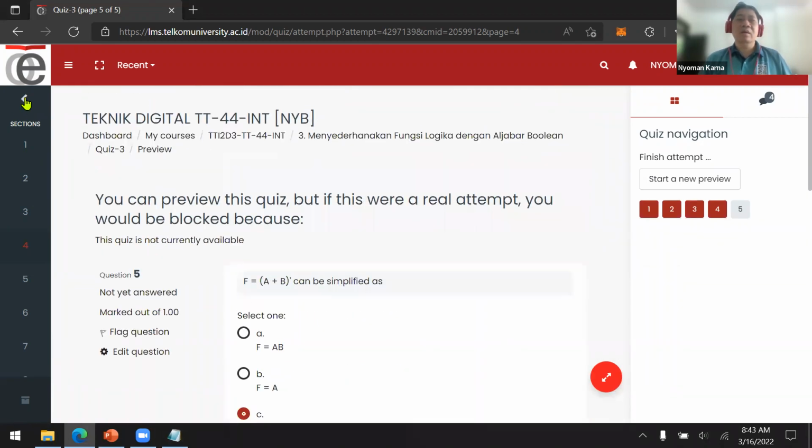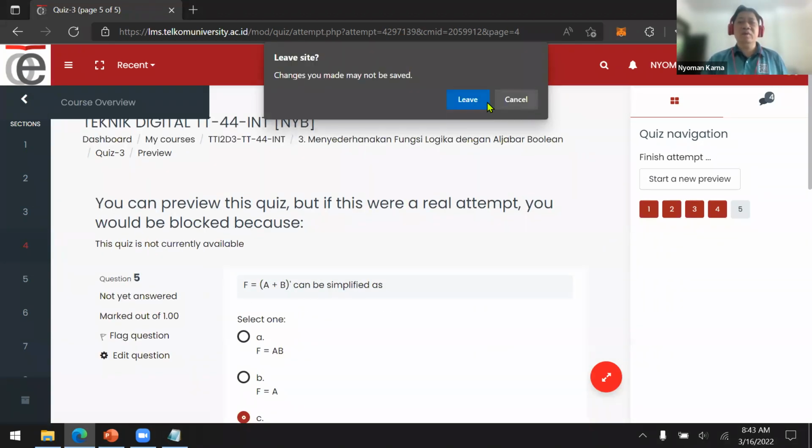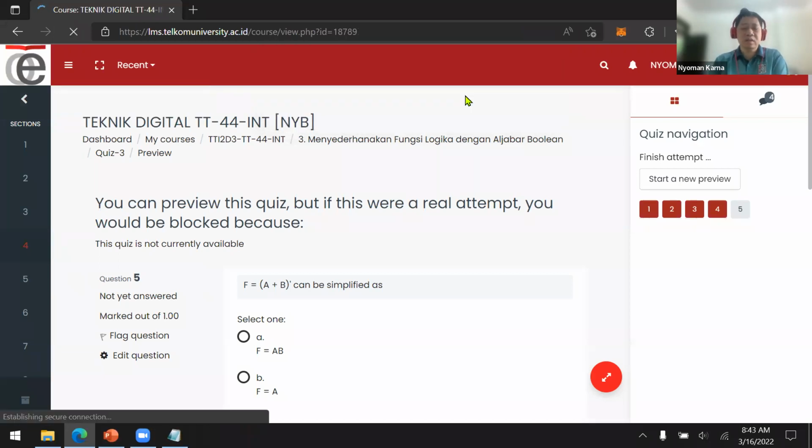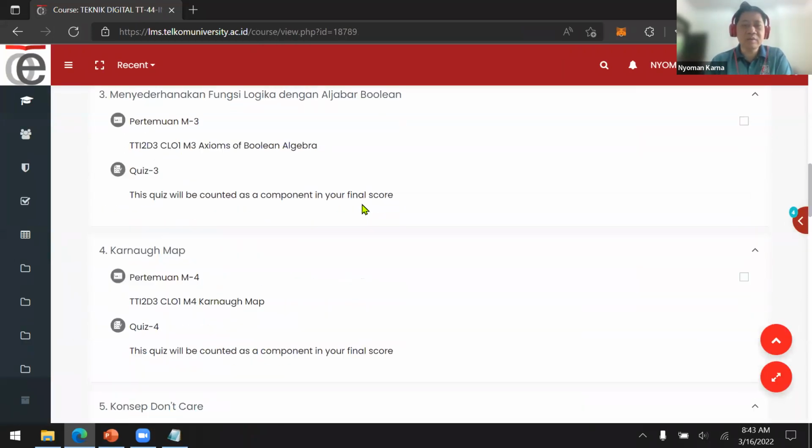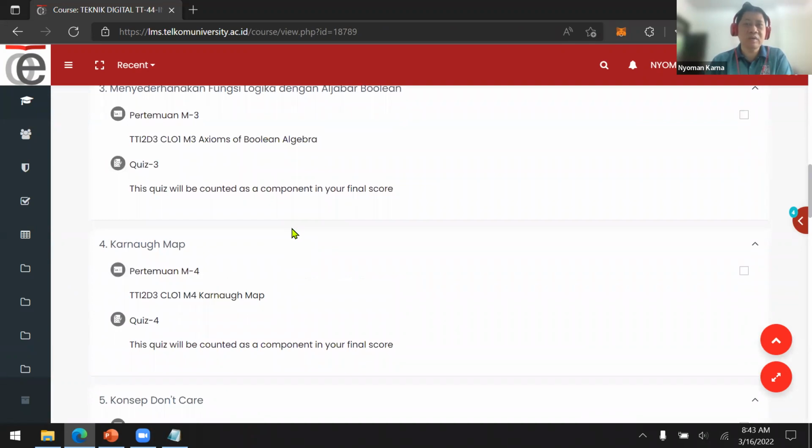Okay. Now that's for the third quiz, last week's quiz. And today we're going to discuss how to simplify a function using K-map.